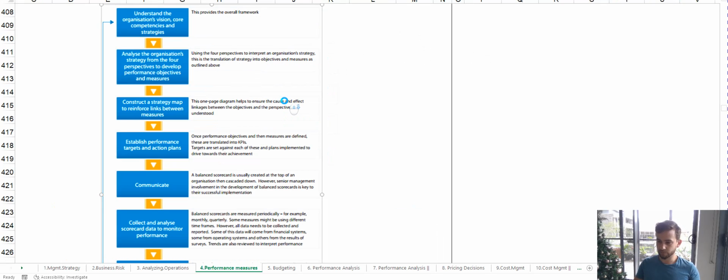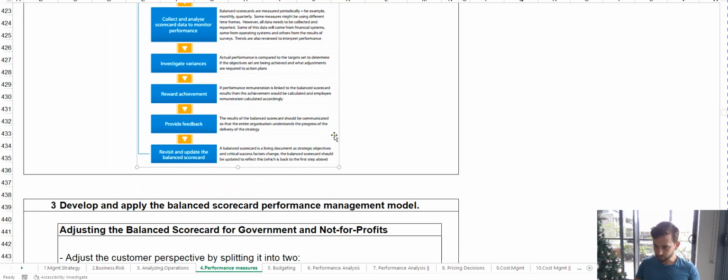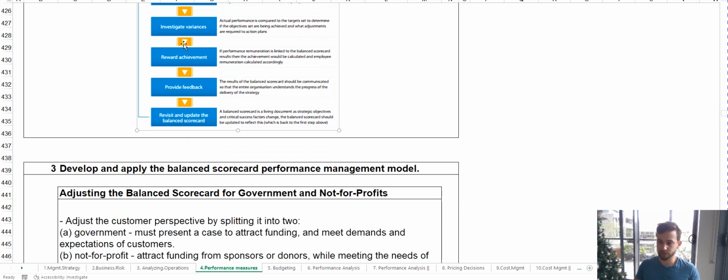If the performance remuneration is linked to the balanced scorecard results, then the achievement will be calculated, and employee remuneration calculated accordingly. This is just a way of actually encouraging the chance that your strategy and objectives will actually be achieved.